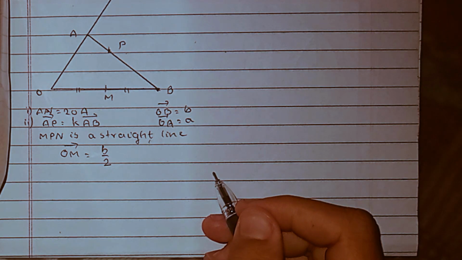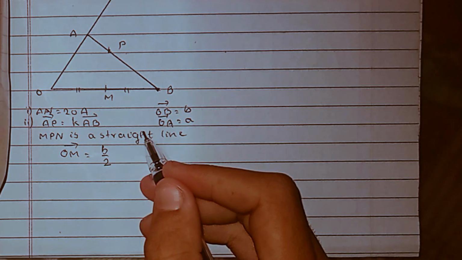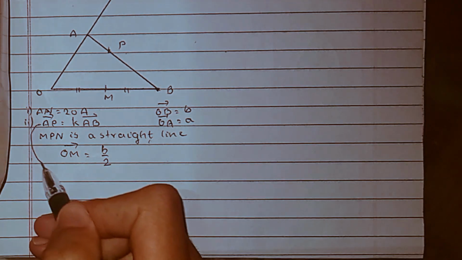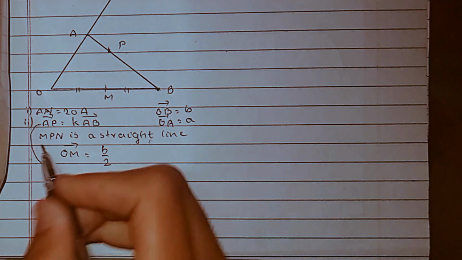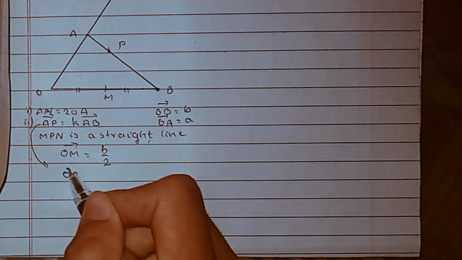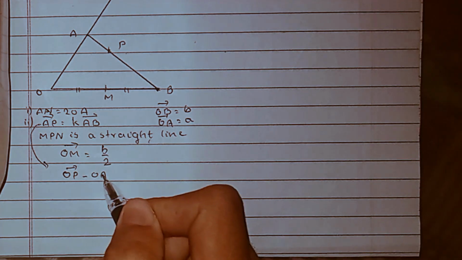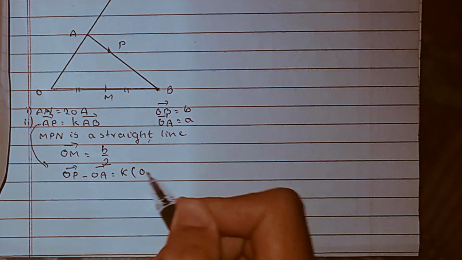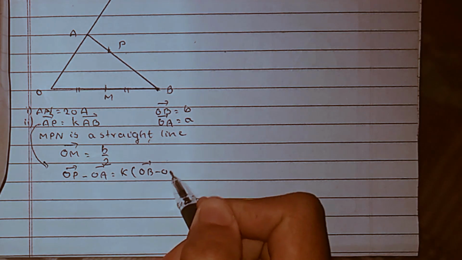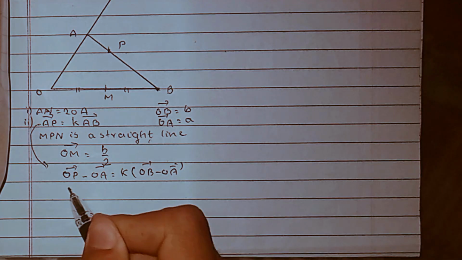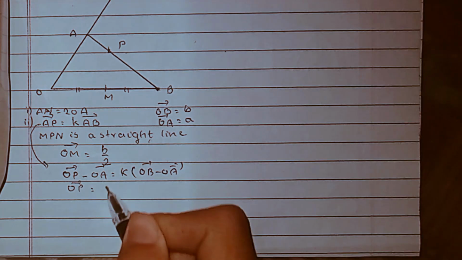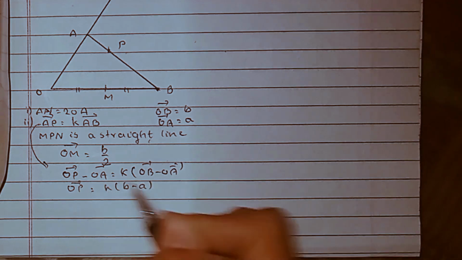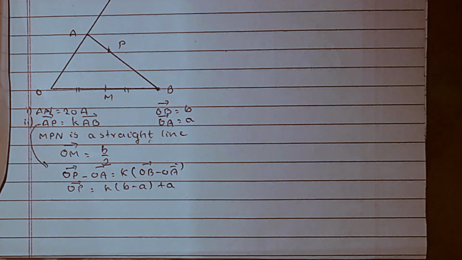Now let's write the OP vector. For the OP vector, first we will use the given condition, that is AP. So what is the AP vector? The AP vector will be the OP vector minus the OA vector, which is equal to k times the AB vector, which is the OB vector minus the OA vector. So the OP vector equals k(B minus A) plus A. Okay, so we have solved the OP vector.